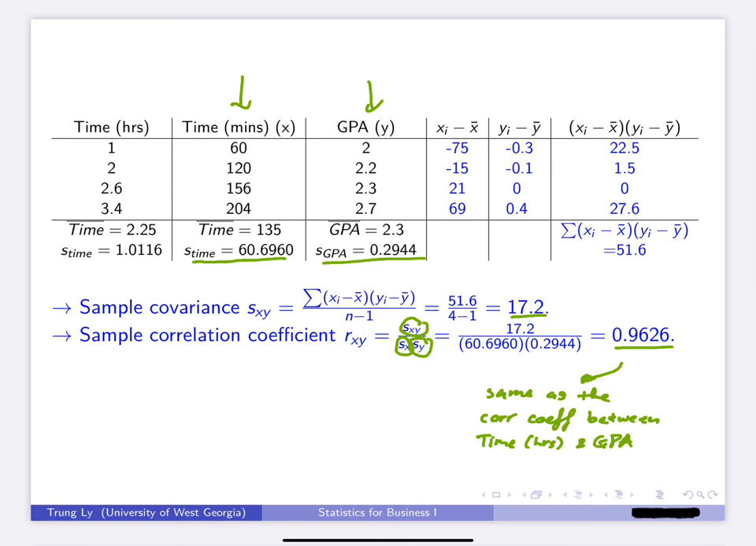So what did we do in this video? We looked at how we apply the formula to calculate the sample correlation coefficient Rxy. And then we showed that we get the same correlation coefficient for time measured in hours and GPA, and time measured in minutes and GPA. And so the correlation coefficient can be used to compare the strength of the linear relationships between different pairs of variables.